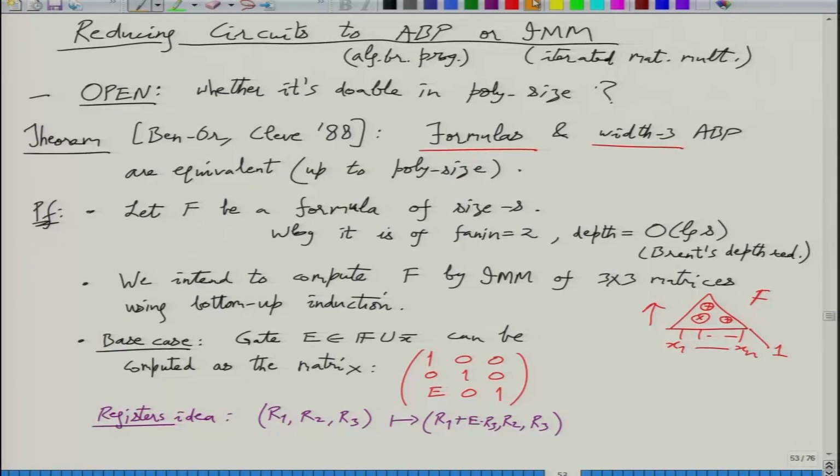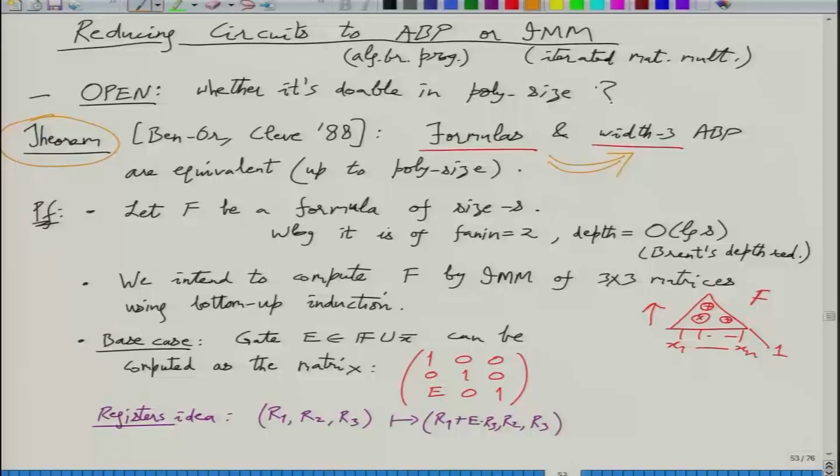Okay, so last time we proved this theorem by Ben-Or and Cleve, of which we actually showed one side. We reduced formulas to width-3 ABPs. So we have shown this direction: if you are given a formula of size S, suppose the formula computes polynomial f, then f can as well be written as a matrix product, where the matrices are only 3 by 3.